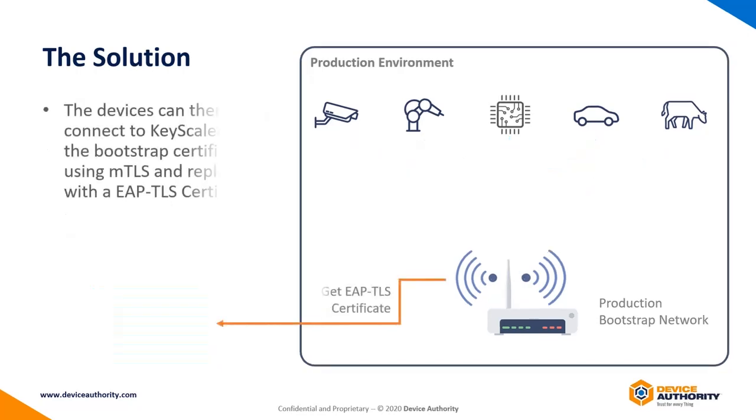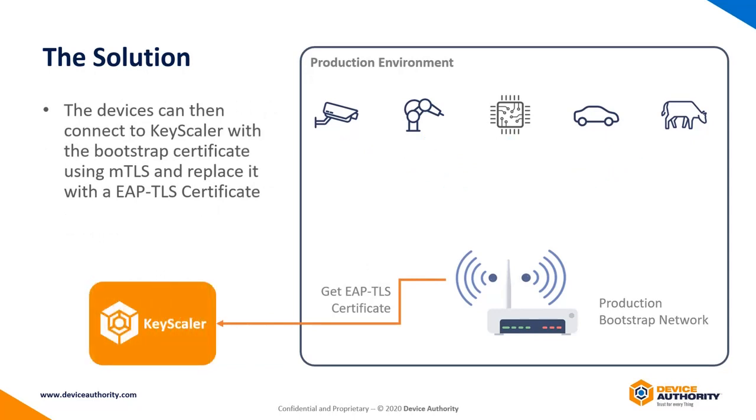The solution here is to get a certificate on the device that allows it to join the network using the EAP TLS protocol, so we can individually identify each device. The initial bootstrap network should only have line of sight to the Azure Sphere security services and KeyScaler, used for provisioning only and not for connecting to the corporate network.